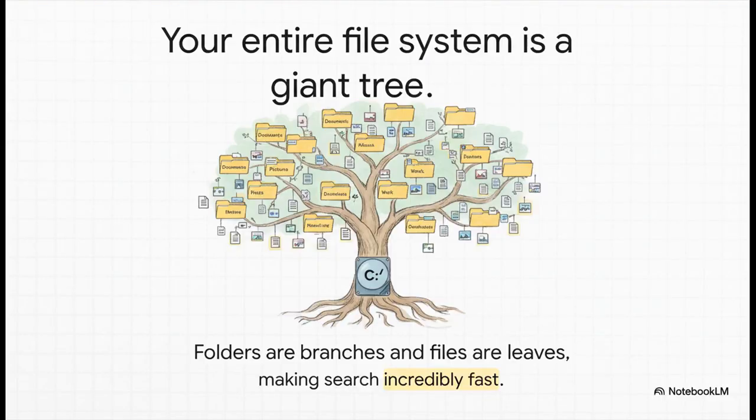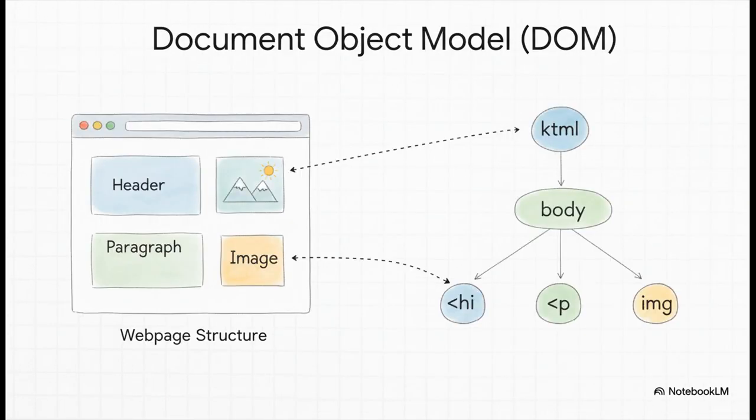Remember that question we started with? How your computer finds one file out of thousands? Well, there's your answer. Your whole file system, with its folders inside of other folders, it's just one giant tree structure. Your main drive is the root, and every single file is a leaf. And it gets bigger. Every single web page you visit, every single one, is also a tree. It's called the Document Object Model, or DOM. Your web browser reads this tree to figure out how to arrange and display everything you see on the screen.